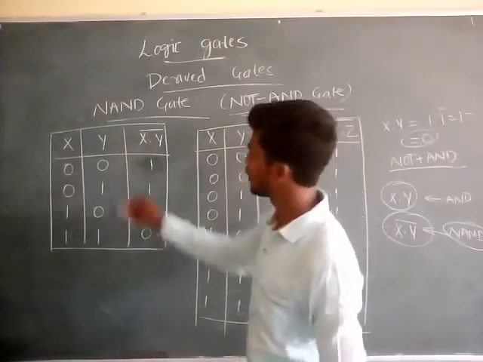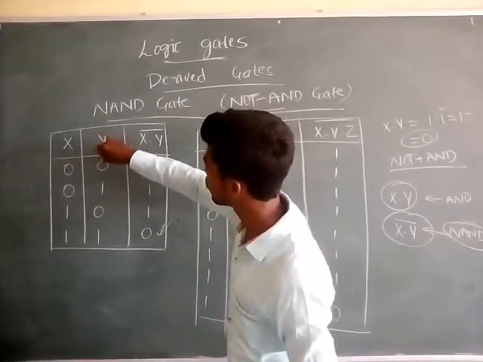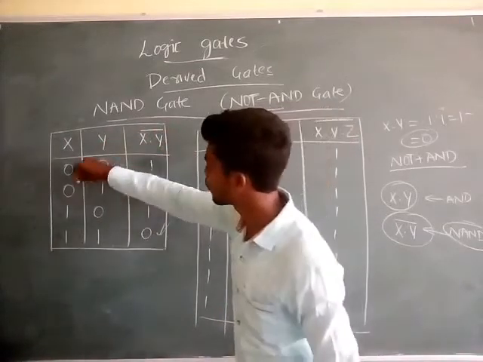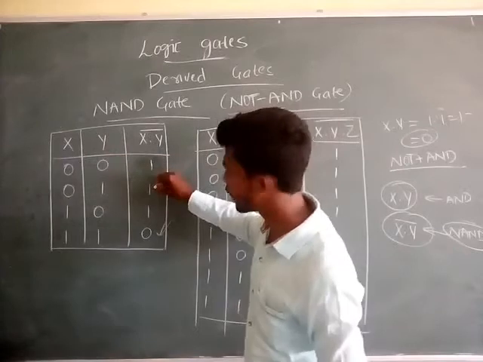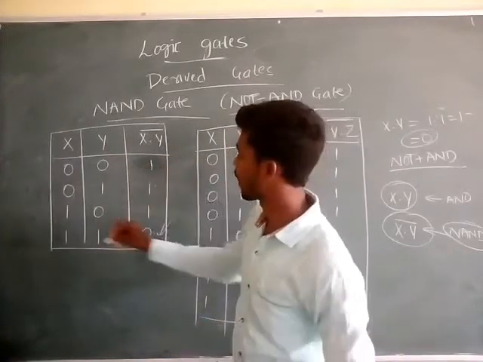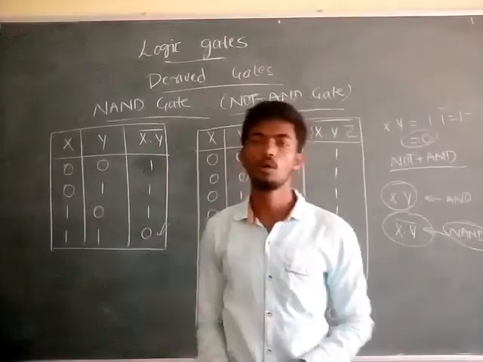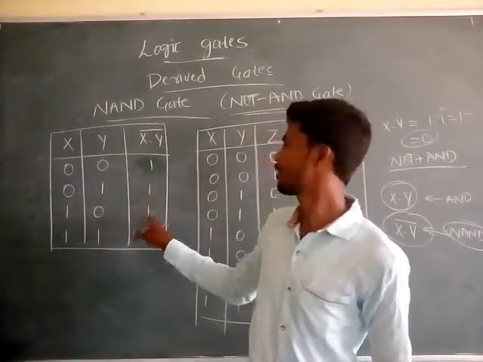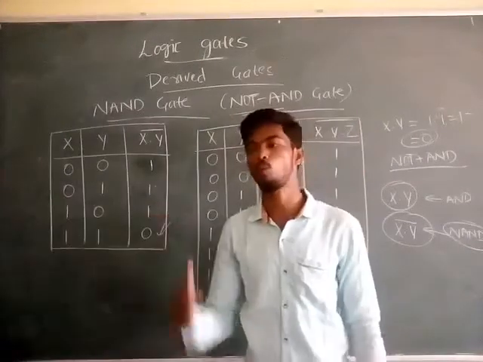Other than that, the multiplication 0 into 0 gives you 0. The complemented value will be 1. 0 into 1 is a 0. The complemented value for 0 is 1. In the same way, 1 into 0 gives you the AND operation result 0, and the complemented value for the AND operation is 1.